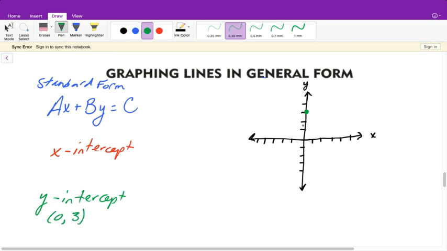If I asked you, what is our y-intercept for this graph, this point? Well, here our x didn't move, so we know it's going to be the point 0, and our y went down 2, so it's going to be the point 0, -2.